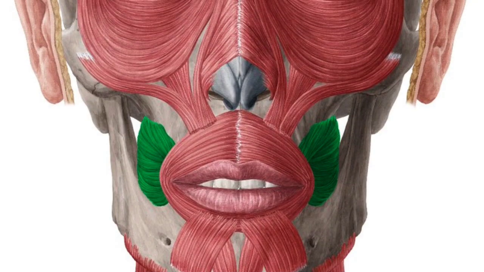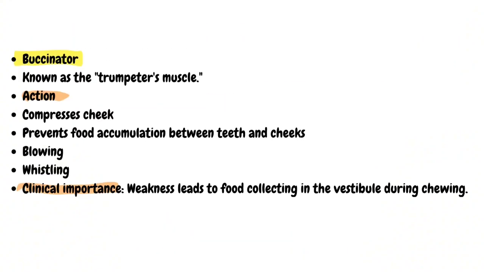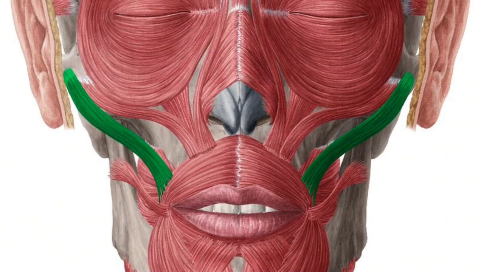This is called your buccinator muscle, and do you know what the buccinator muscle does? It helps in chewing. And it is also called the trumpeter's muscle. It compresses the cheek, prevents food accumulation between teeth and cheek, and is used in blowing and whistling. Clinical importance is that its weakness can lead to food collection in your vestibule area during the chewing process.